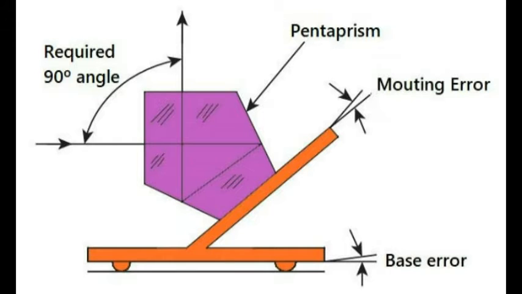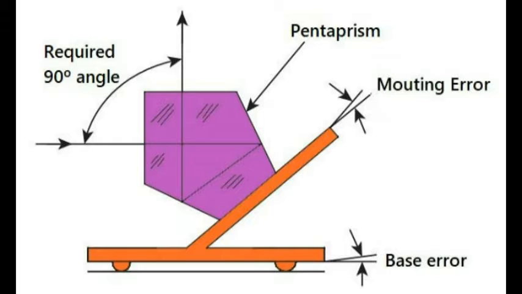So the next measuring instrument is the optical square. The optical square is an accessory to optical measuring instruments such as the autocollimator, angle decker and alignment telescope. This figure shows the optical square used with an alignment telescope.